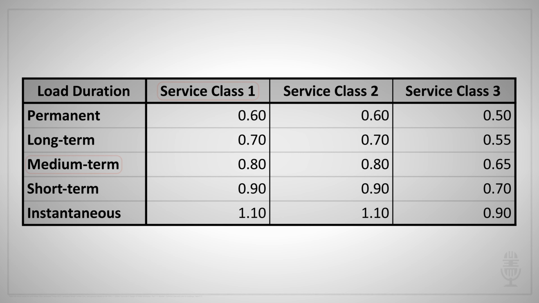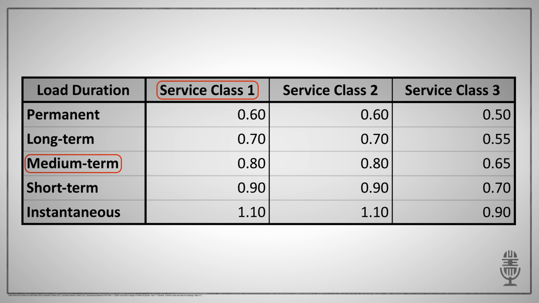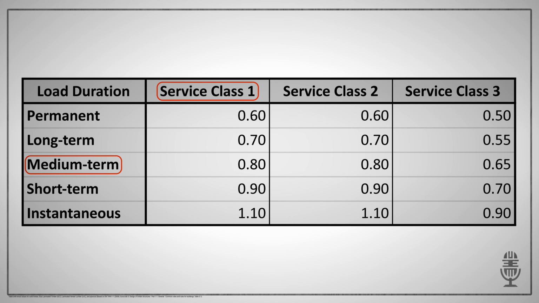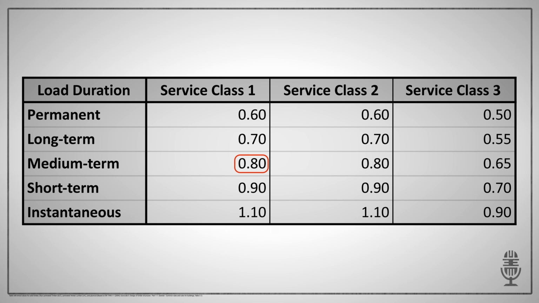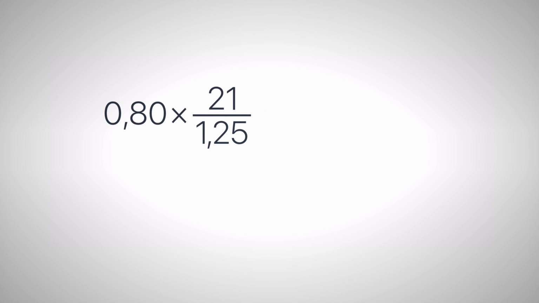Let's walk through an example using CLT under a medium-term load in a service class 1 environment. This load duration class and service class give us a modification factor of 0.80. With a characteristic compressive strength of 21 newtons per square millimeter and a partial factor for a material of 1.25, the resulting design strength would be 13.44 newtons per square millimeter.